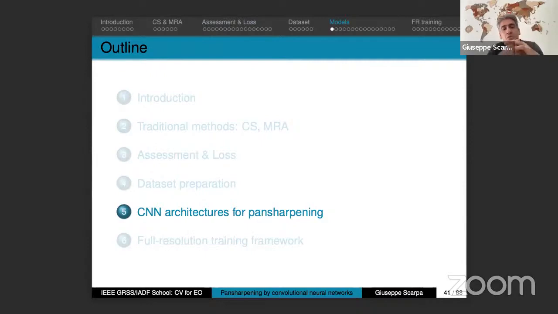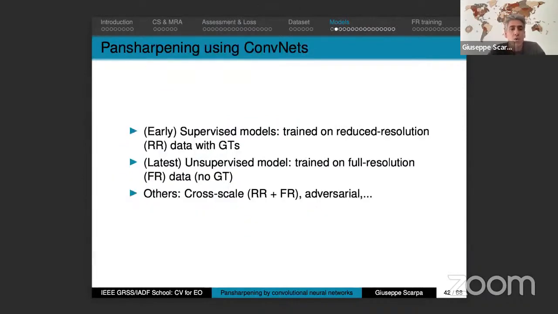Let's move next. We can now focus on the most popular CNN models for band sharpening. First of all, we distinguish two main categories. The early approaches rely on the supervised paradigm and consequently require ground truths; they perform the training phase on reduced resolution datasets. The last generation models, on the other hand, follow the unsupervised approach, hence training on full resolution real data. In this case, we of course need consistency losses rather than synthesis losses.